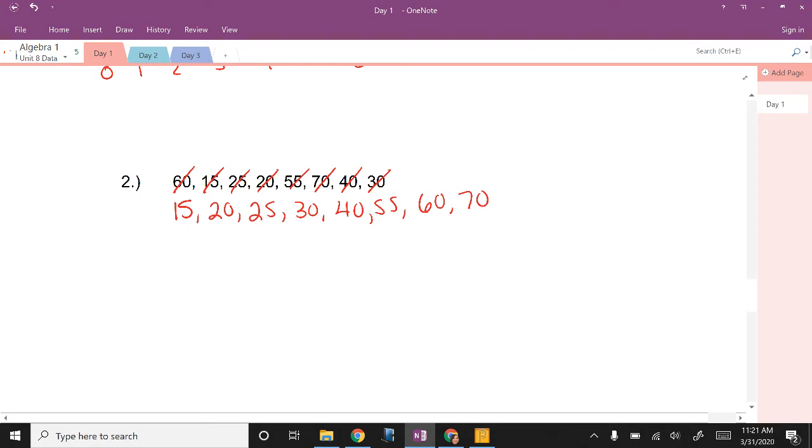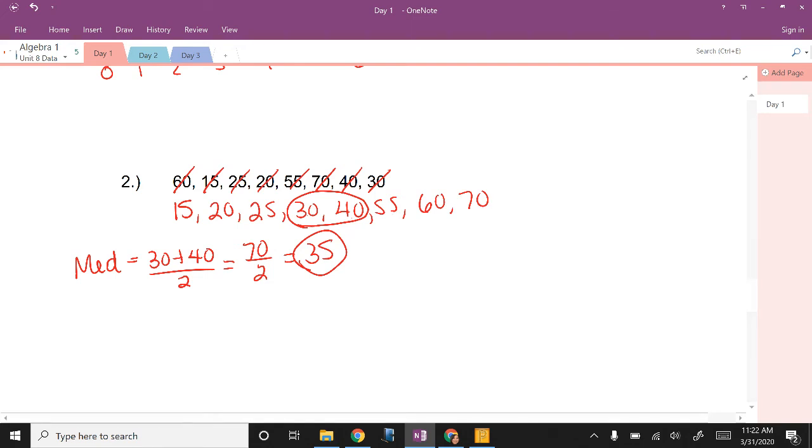I'm going to count and make sure I have everything in its place. 1, 2, 3, 4, 5, 6, 7, 8. 1, 2, 3, 4. All right, I got 8 both times. Since I have 8, which is an even amount of data, I'm going to have 2 numbers in the middle. And it looks like my 2 numbers in the middle are 30 and 40. So my median is going to be the mean of 30 and 40. So I'm going to add 30 and 40 together and divide by 2. So 30 plus 40 is 70, divided by 2 is 35. So my median of all my data is 35.